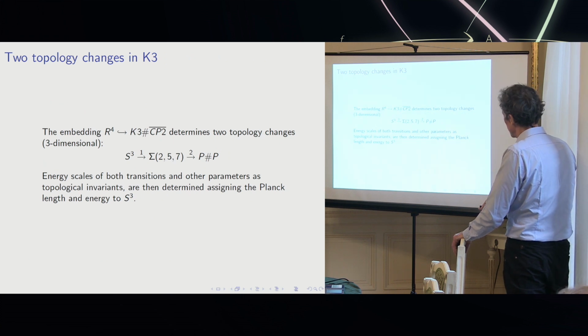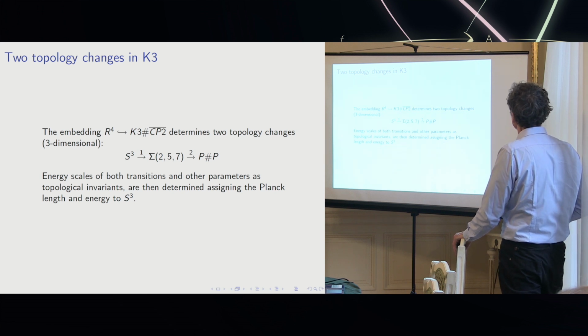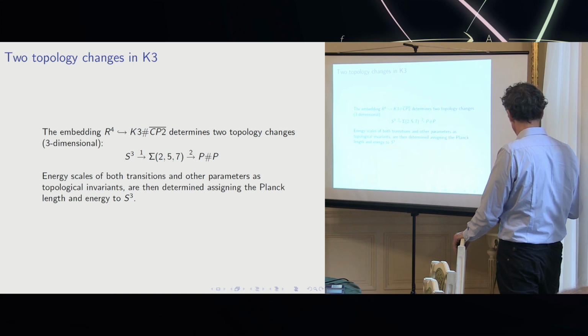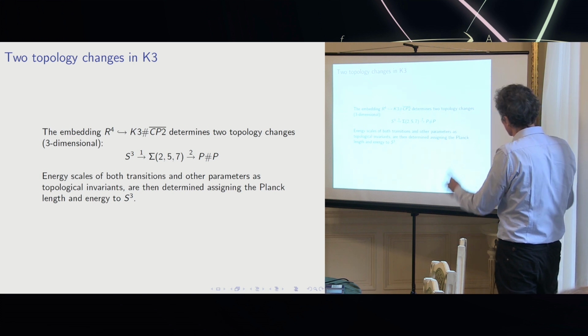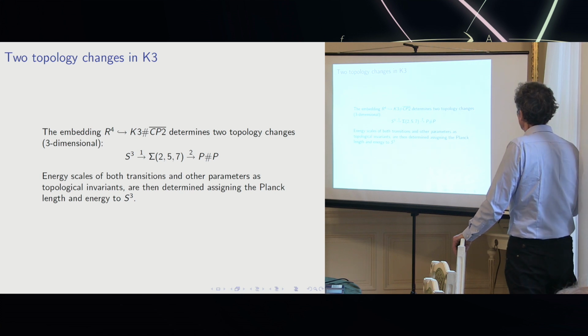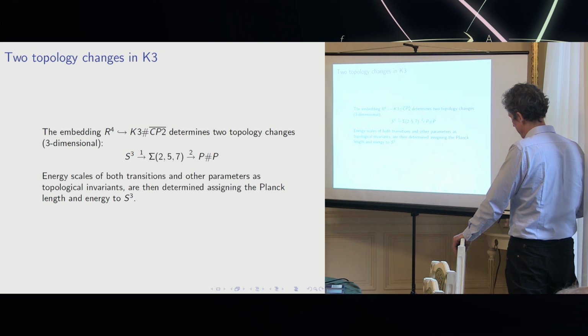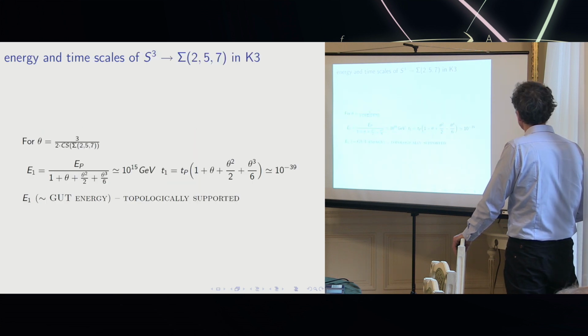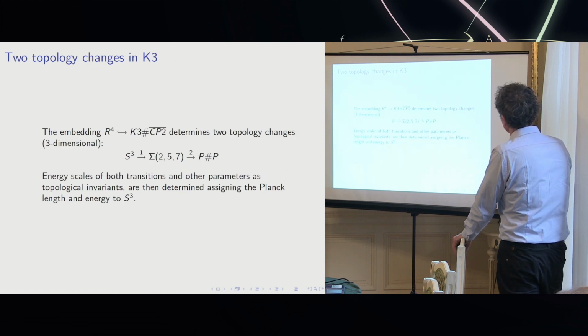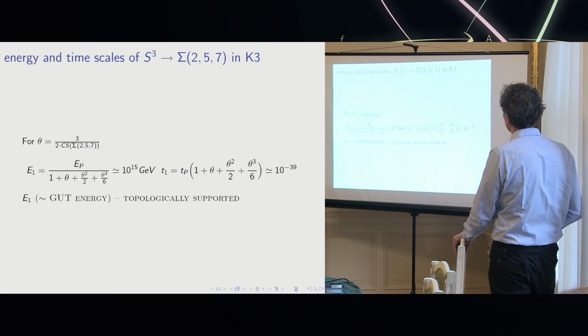In this K3, in this embedding of exotic R4 into K3, precisely here, this is exotic R4 embedded in K3, there appear two topology changes in the body of K3. And these are three-dimensional topology changes. First is from the 3-sphere to sigma 257, which is the boundary of the Akbulut cork. And the second one is from sigma 257 to the boundary of this E8 factor. And when we take the initial radius of this sphere here as the Planck length, then we get a physical conclusion.